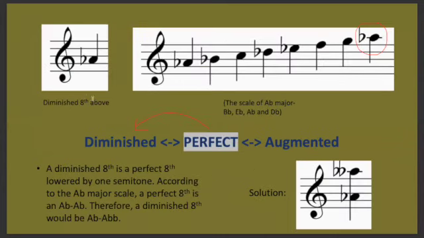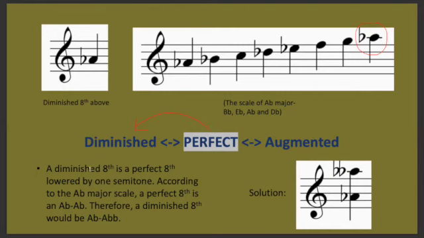A diminished 8th above A flat. Okay, here is the A flat major scale, has 4 flats: B flat, E flat, A flat, and D flat. Now because they're asking for an 8th, we refer to the perfect equation because the perfect equation applies to 4ths, 5ths, and 8ths, or octaves.